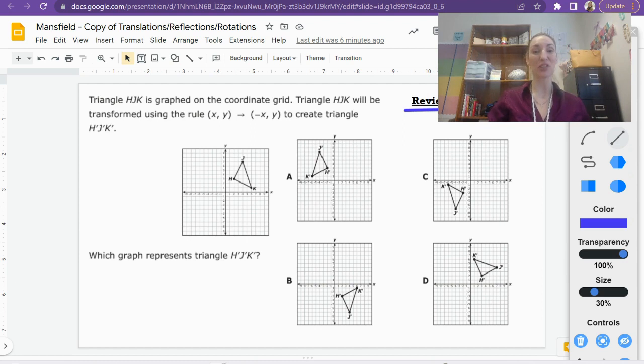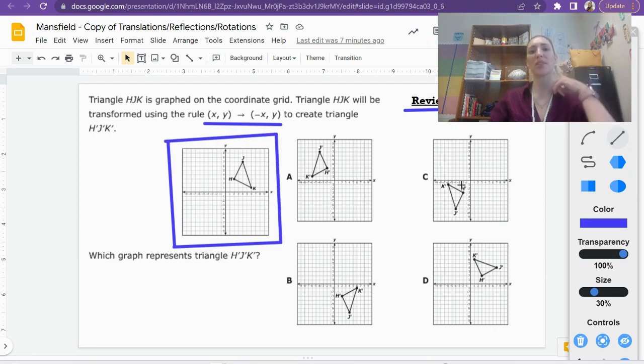Triangle HJK is graphed on the coordinate grid. Triangle HJK will be transformed using the rule, so please copy the rule. This is going to be important, right? This is the transformation that is happening from (x, y) to (negative x, y) to create the triangle H prime, J prime, K prime. So this over here is the original image, what we call the pre-image. And I want to know which one, A, B, C, or D, is actually going to be this transformation. Which one is the correct H prime, J prime, K prime?